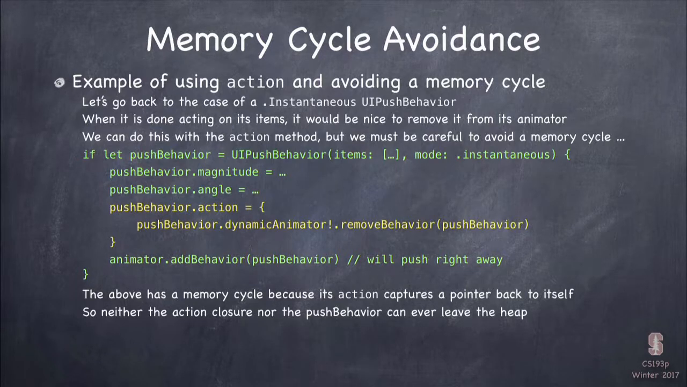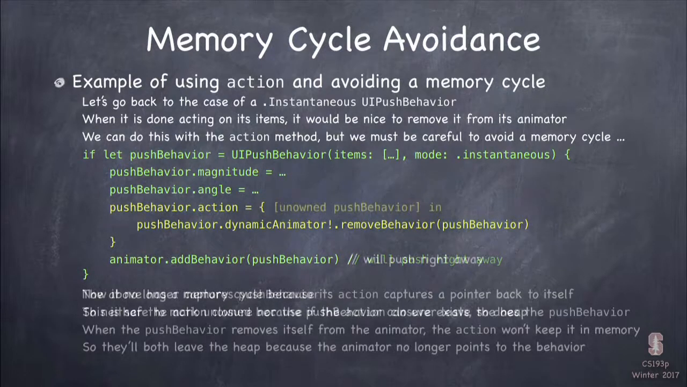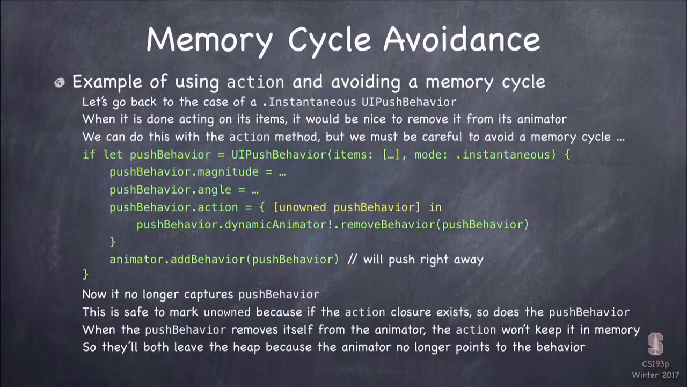So how do we break this cycle? I bring this example up because it shows a way to break a cycle that we haven't really shown an example of, which is to use unowned. We don't need to do weak self here, and in fact we wouldn't do weak self, because we know that inside this closure, push behavior can never be nil. It could never be outside the heap, because we're in the action method of that push behavior.